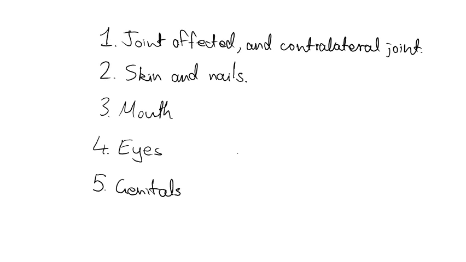So in this slide, we've looked at the 5 main areas of the body that you may look at for joint conditions, and they are good indicators of systemic conditions as well. I hope this video has made sense.